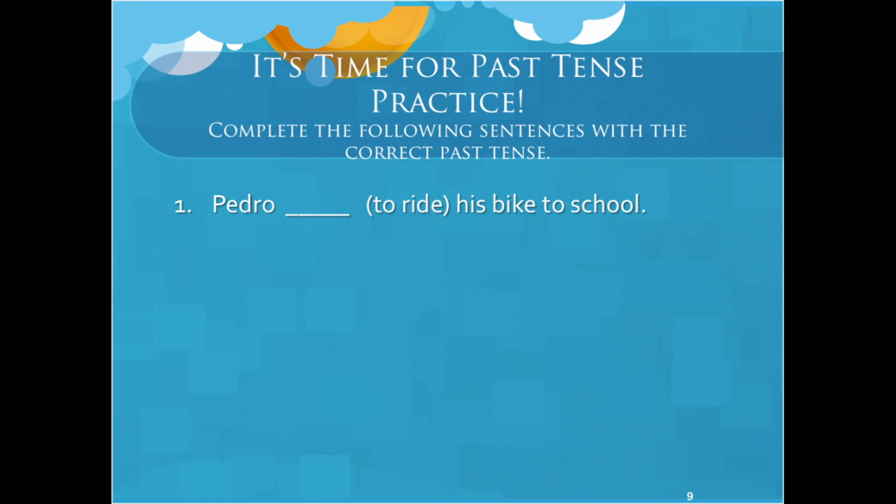All right, let's begin with the first sentence. Pedro to ride his bike to school. Let's see. Ride is an irregular verb in this case, so we'd have to change it to what, Gail? Pedro rode. Correct. Pedro rode his bike to school. Good job, Gail. Thanks, Betsy. Now let's look at the second one.